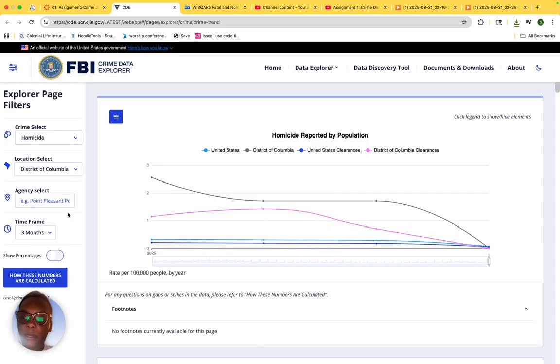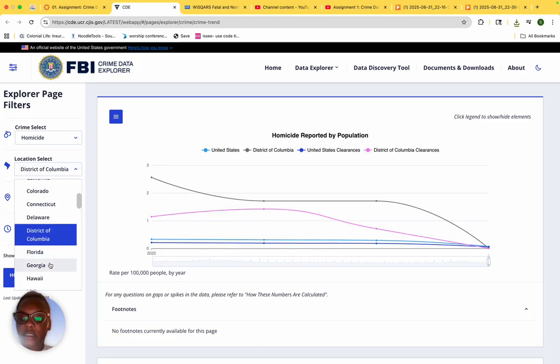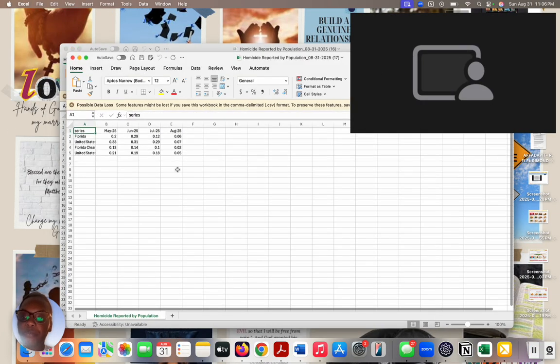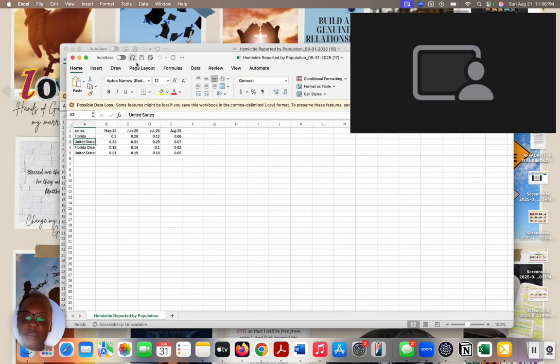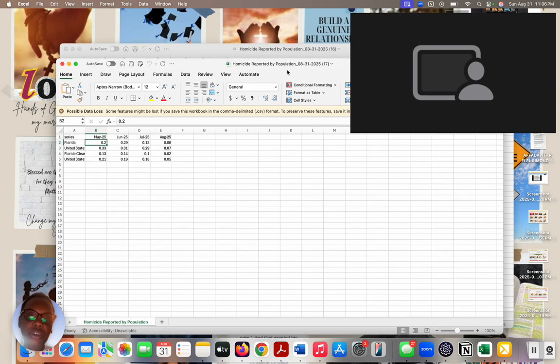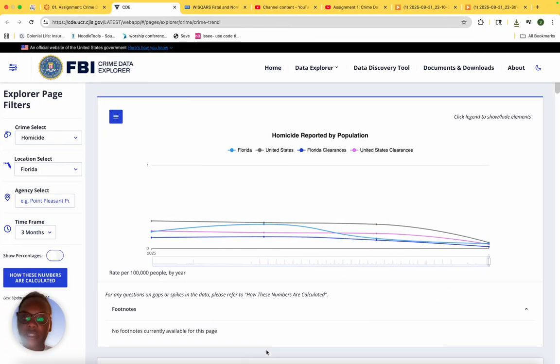Then I selected the next one, which is Florida. Again, you download as CSV, and it opens as an Excel sheet. As you can see, the rate for the United States is the same as the rate when we did the District of Columbia, it never changed. However, the rate for Florida, you can see the difference right here. So I did that for all 3 states.